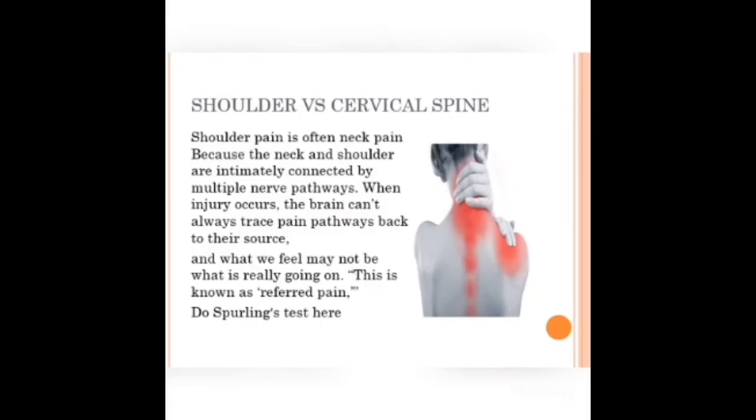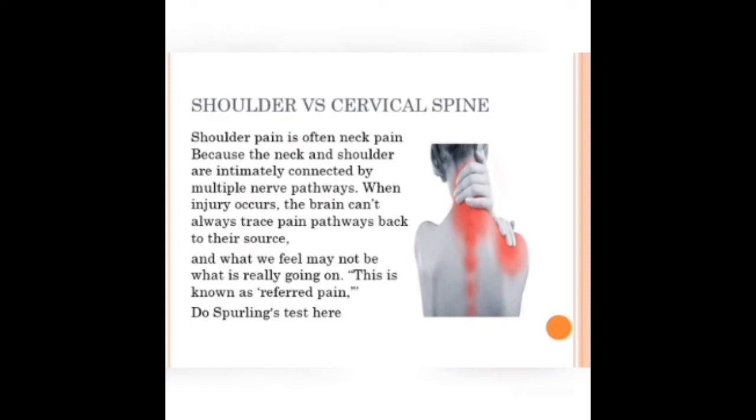Coming to one more important thing, shoulder versus cervical spine. Many times a patient comes with a shoulder problem, but it is actually a neck problem. Why does this happen? Because the neck and the shoulder are intimately connected by multiple nerve pathways. When injury occurs, the brain can't always trace pain pathways back to their source. And what we feel may not be what is really going on in the back side. So this is called referred pain.